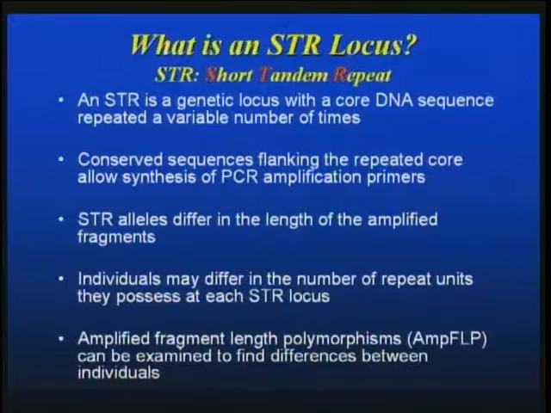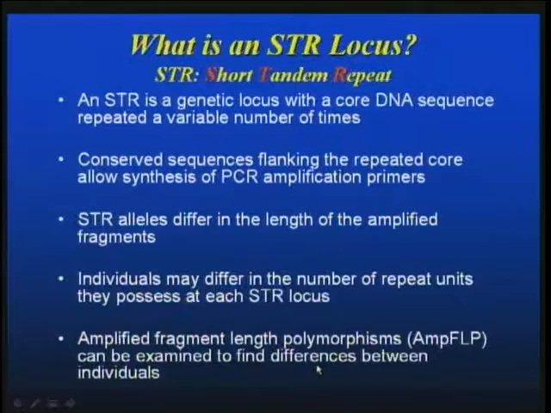It's the short tandem repeat locus. It's a genetic locus that's found dispersed all over the chromosome, usually in non-coding regions of the DNA. What's powerful about this is that you have a number of repeat units. These repeat units can be any number of repeats, from a single nucleotide repeat all the way up to 70 repeat units, but they're flanked by sequences that are absolutely conserved between the entire human population.